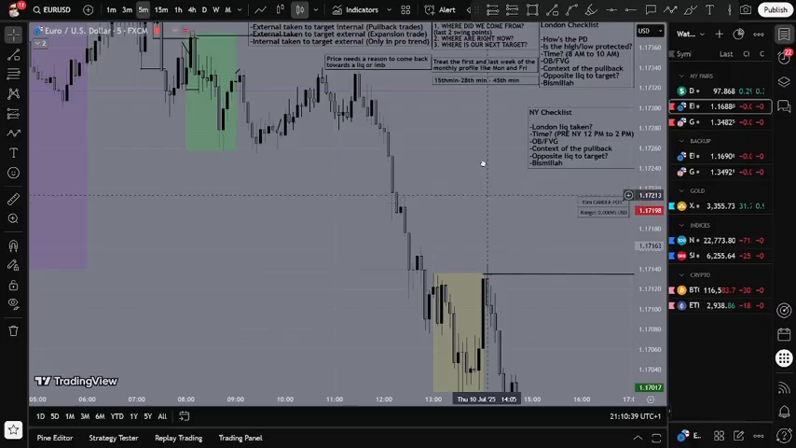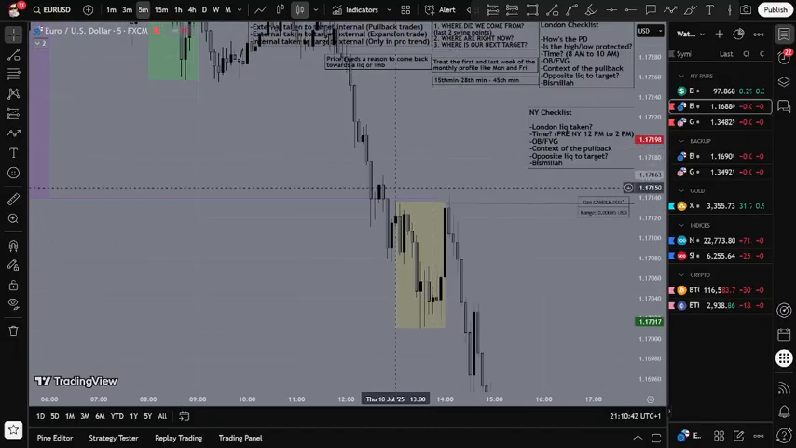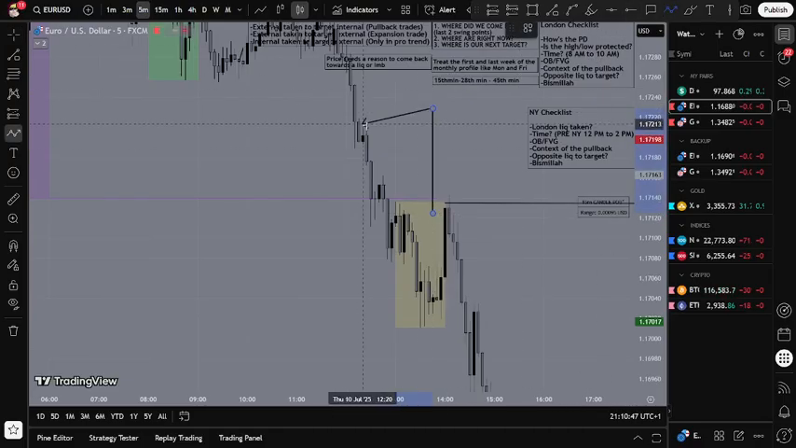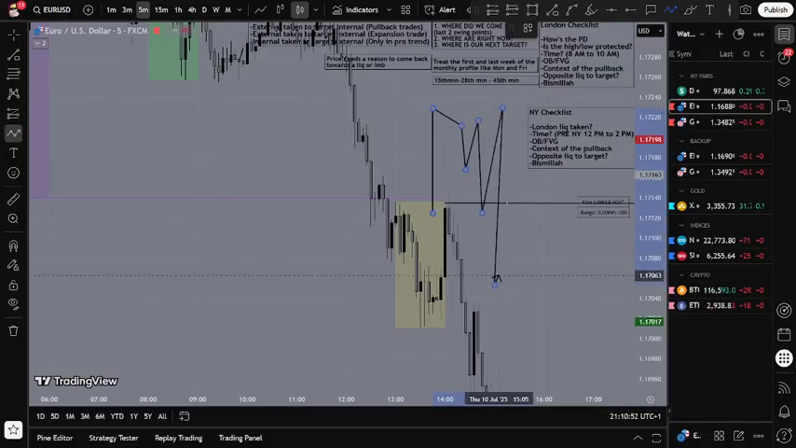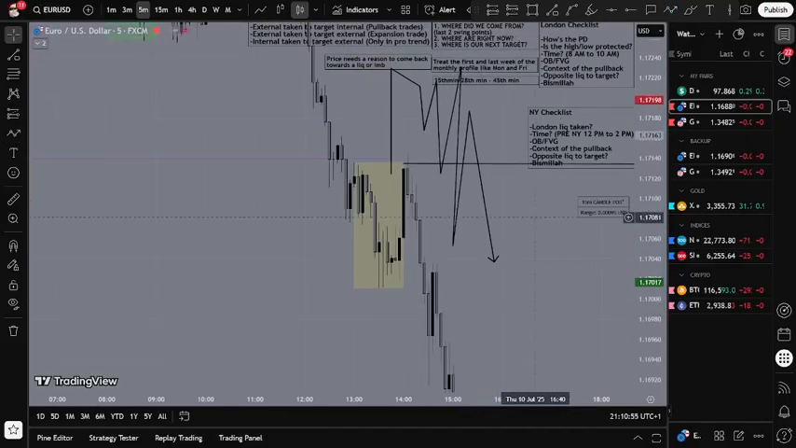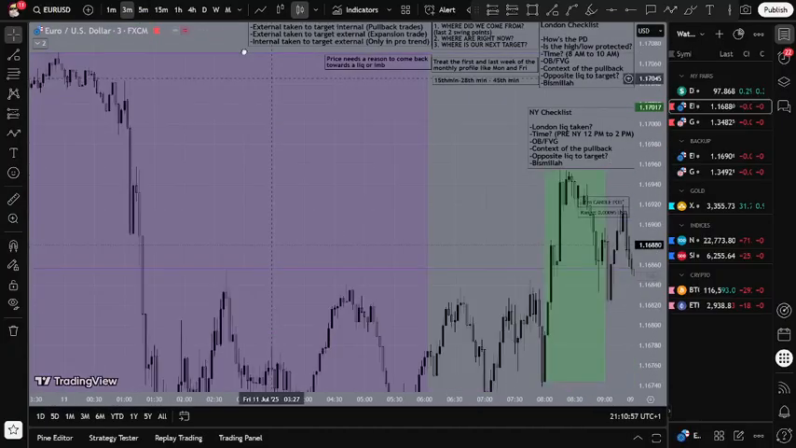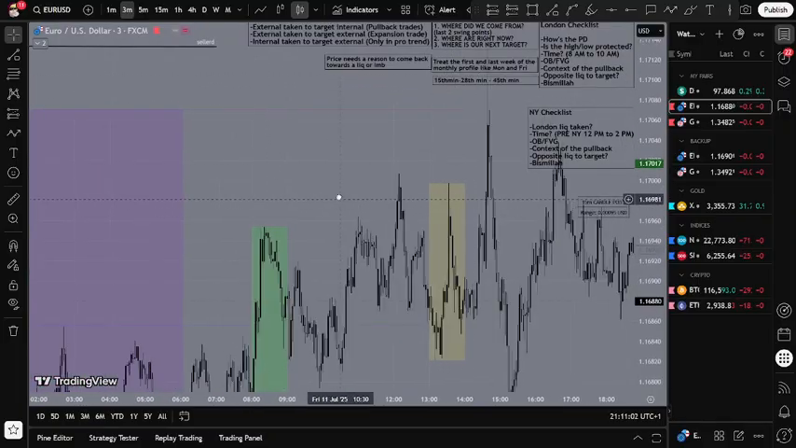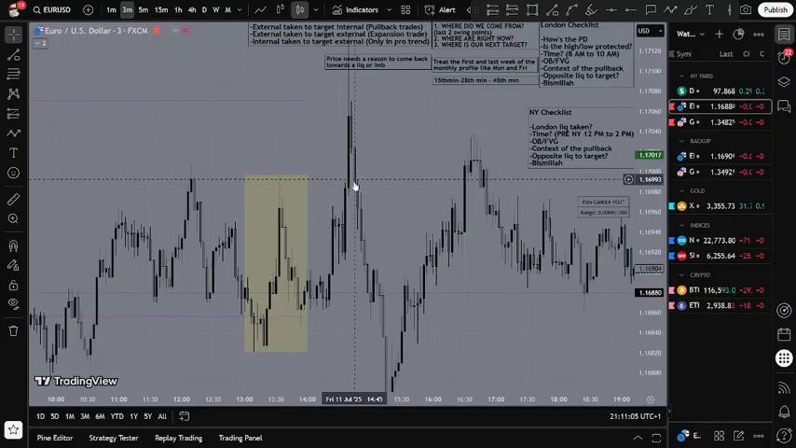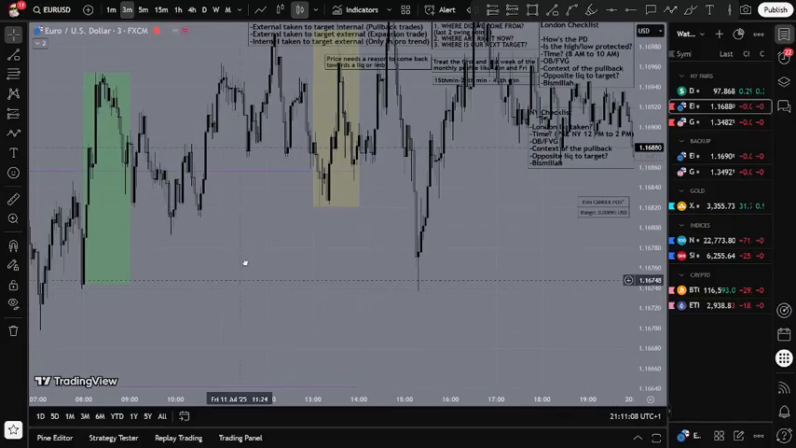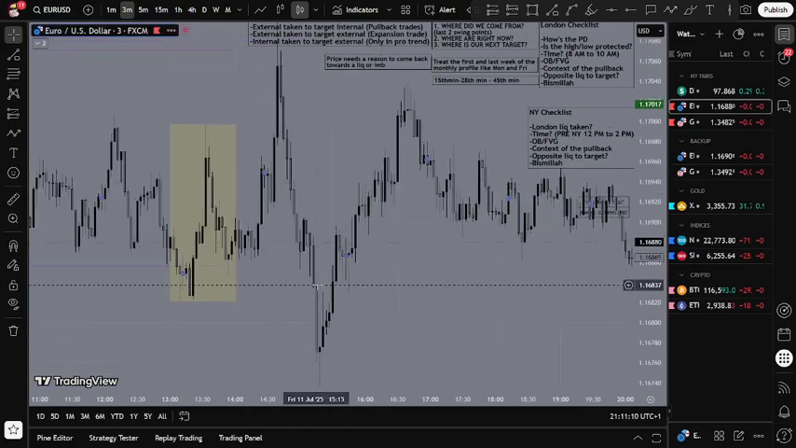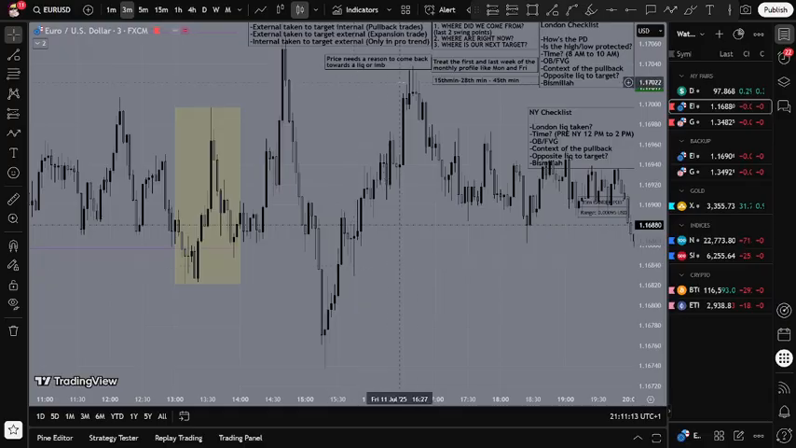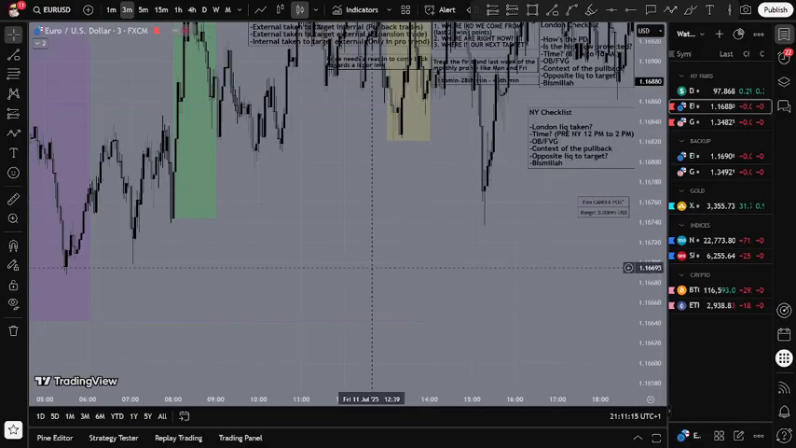New York checklist. So before I trade, I want to see some sort of, let's say I want to see it do like this, take some sort of London liquidity, then for me to trade New York. Let's say yeah, it is over here. London liquidity taken, or had imbalance, context of the pullback. Is it high probability for it to reverse? Opposite liquidity for us to target from here, to sell here and target from here, or even below here.